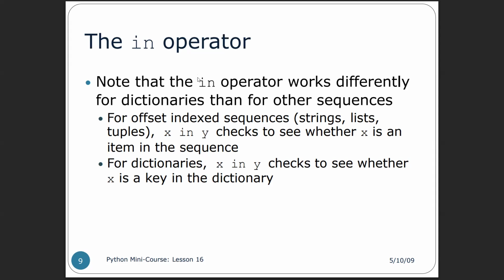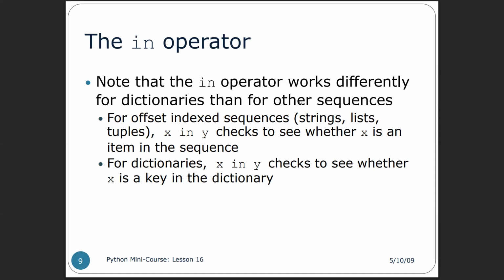So the in operator. What does the in operator do in a dictionary? The in operator works differently for dictionaries than for other sequences. For offset indexed sequences, X in Y checks to see whether X is an item in the sequence. So for strings, lists and tuples, it will check whether X is present in Y. But coming to dictionaries, X in Y checks to see whether X is a key in the dictionary.